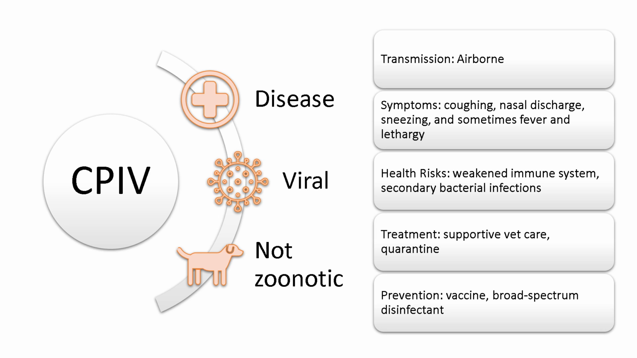It is one of the main contributors to kennel cough, a highly contagious respiratory infection complex. Parainfluenza itself is generally not life-threatening, but it can weaken the immune system and lead to a secondary bacterial infection, which can be more serious. In puppies, elderly dogs, or dogs with compromised immune systems, symptoms may be more severe. Treatment is supportive and may include cough suppressants, rest and fluids.